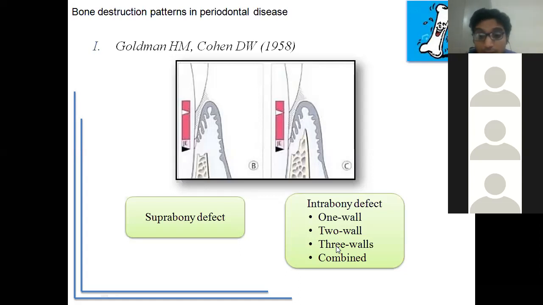Why? Because if you put bone graft materials, there are 3 walls. So bone grafts are better retained in 3-wall defects as compared to 2-wall and 1-wall. So they have the best prognosis of all the intrabony defects, right? 3-wall intrabony defects have good prognosis. Remember it. So this was the classification given by Goldman and Cohen: suprabony and intrabony defects.